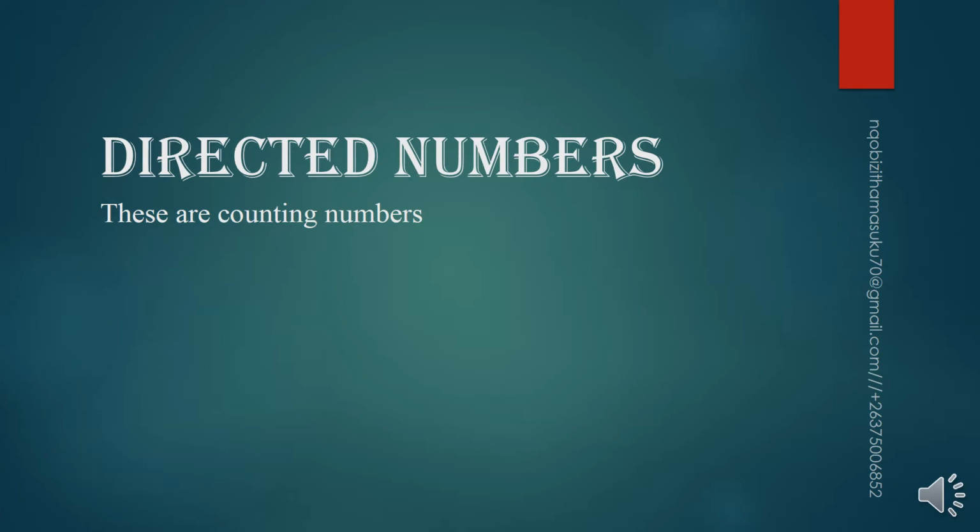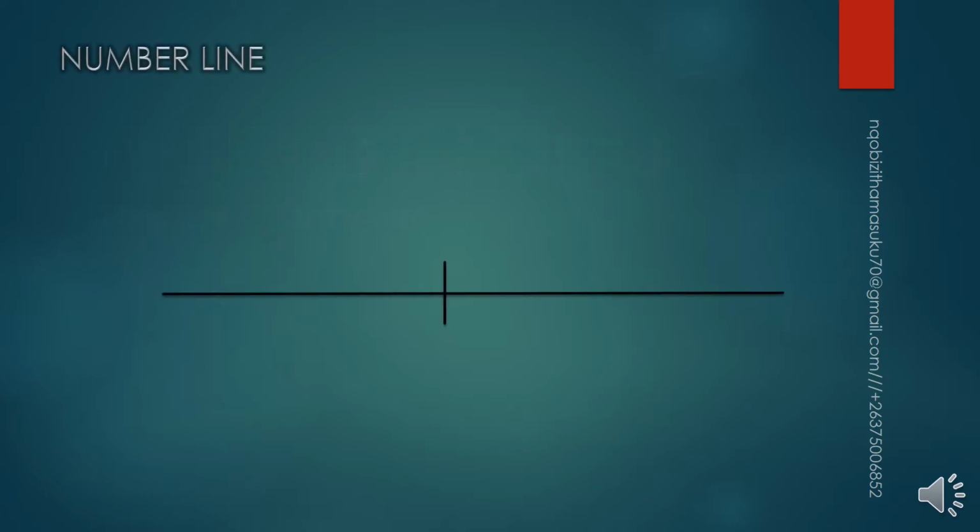By counting numbers, let's try to illustrate this using the number line. We have our number line there. At the center we have 0. Then going on the right side, we have the positive numbers, starting from 0 up to infinity. Then we have 1, the second one 2, going up to the end.